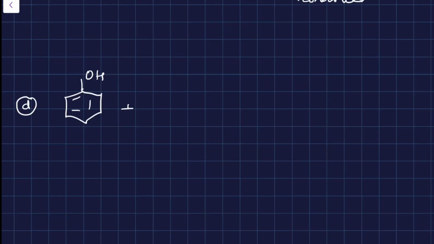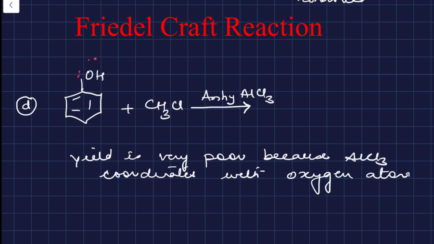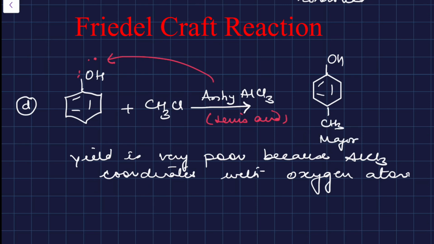Try and perform Friedel-Crafts alkylation or acylation. The yield is very poor. The oxygen atom has a lone pair of electrons and this is a Lewis acid. So, this coordinates with the lone pair of electrons and products of very low yield are formed. So, you have para as the major product and a very small amount of ortho products are formed, very small amount.